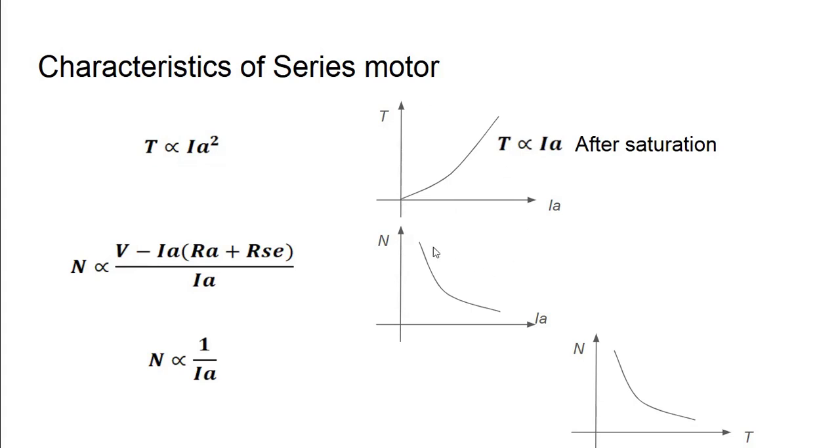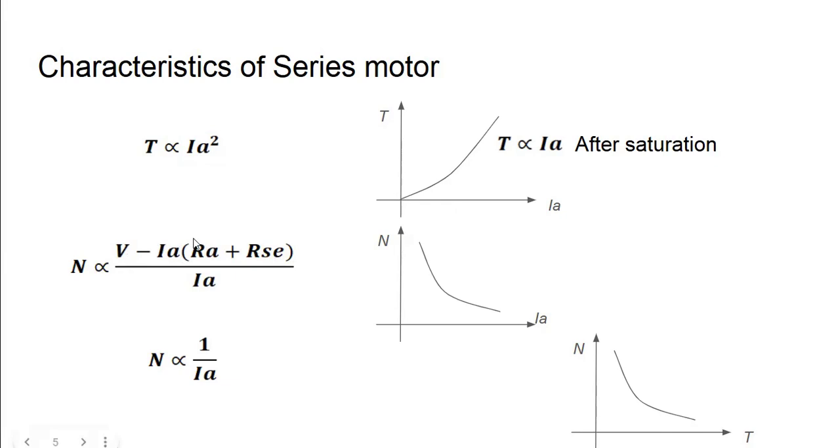Now to plot the characteristics between the speed and the armature current, again we need to take N is directly proportional to EB by phi. EB can be written as V minus IA into RA plus RSC, and since phi is directly proportional to IA, instead of phi we can write IA here. And if we take the RA and RSC value, it is going to be slightly less. It is going to be a very small value only.